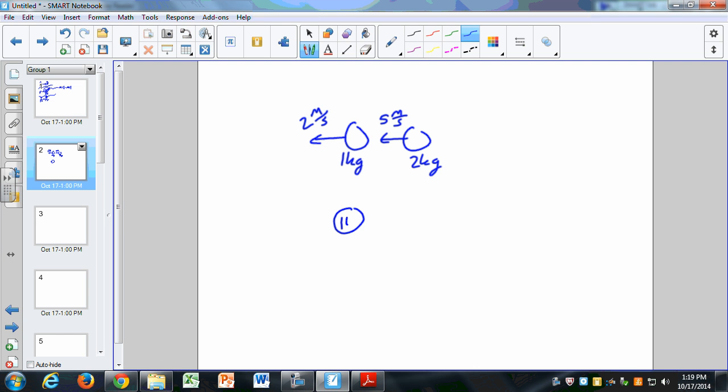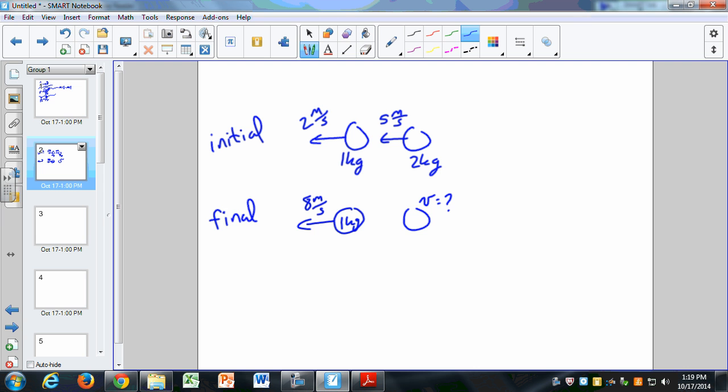I'll tell you that the 1 kilogram object zooms off at, let's say, 8 meters per second. And I want to know what is the velocity of this object. This one's very similar to the previous one, except now in the initial state, it doesn't have zero momentum. It now has some non-zero value of momentum. So this is our initial state, and this is our final state.